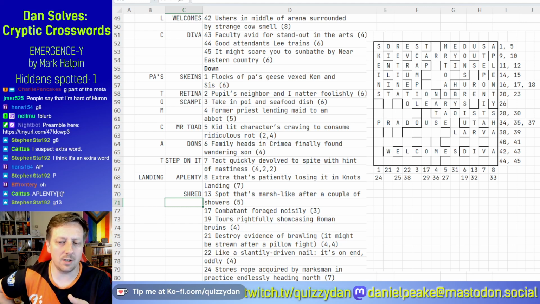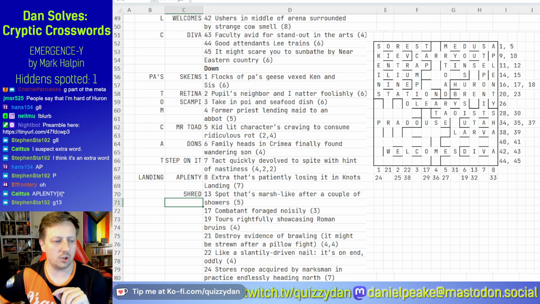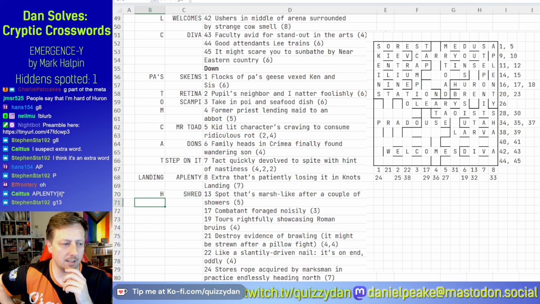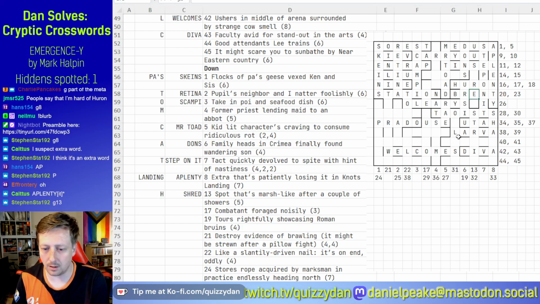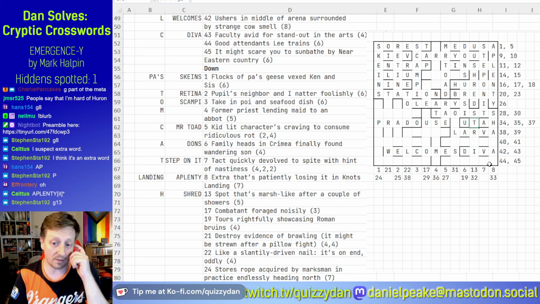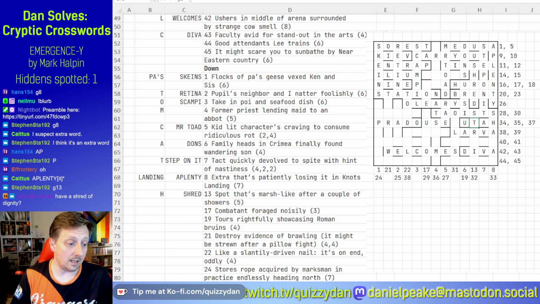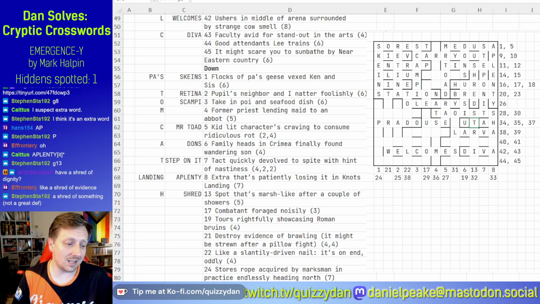I don't quite get the definition if it is that. But I do like Mars-like being what it should be instead. I haven't actually looked at the grid. It might... Okay, that's good. That has confirmed that, but I don't understand anything else. A shred of dignity? A spot of... Okay, yeah, a shred is a small amount, isn't it? Yeah. Okay.